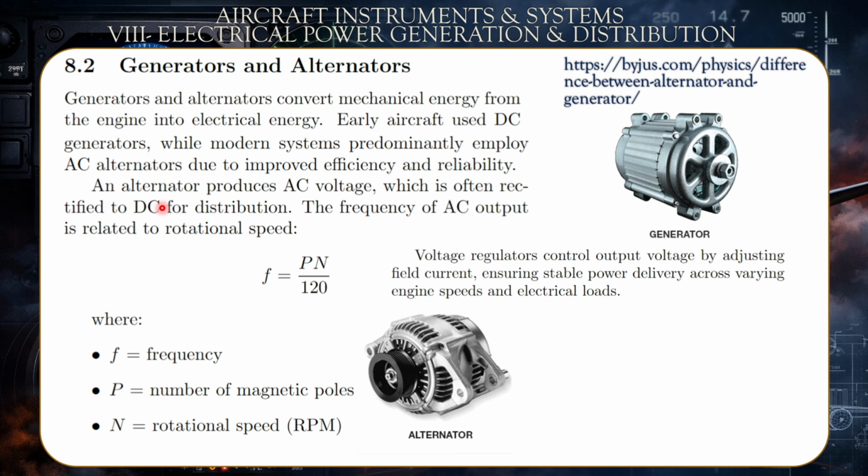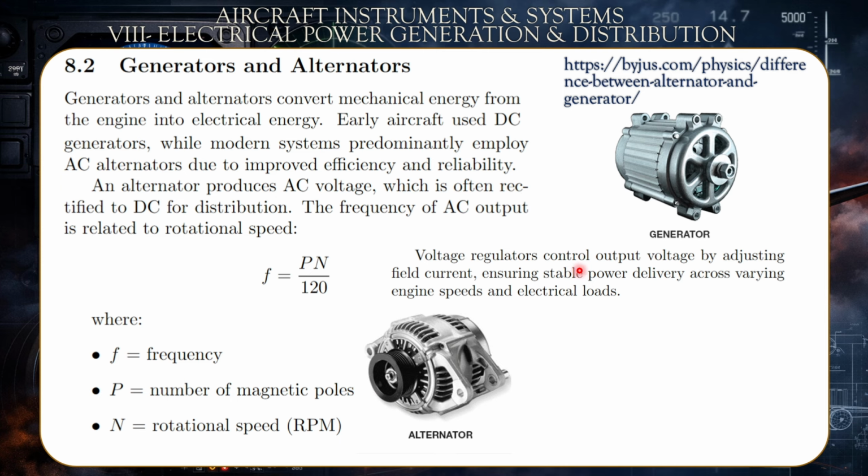Now, an alternator produces AC voltage, which is often rectified to DC for distribution. The frequency of AC output is related to rotational speed, given by the following formula: F equals P times N divided by 120, with P being the number of magnetic poles and N the number of rotations per minute, or RPM.